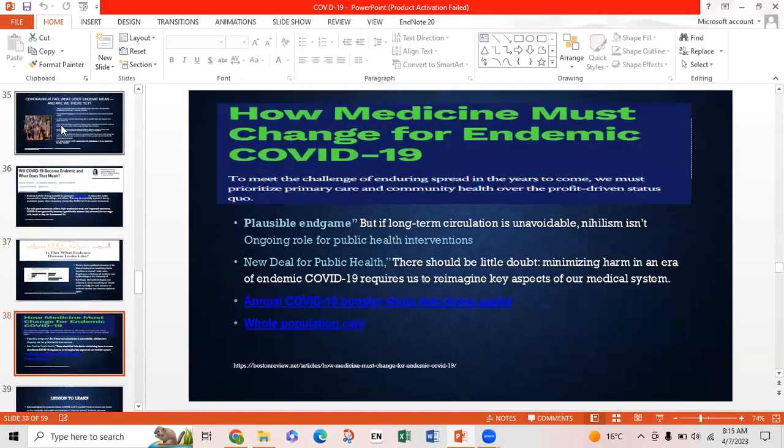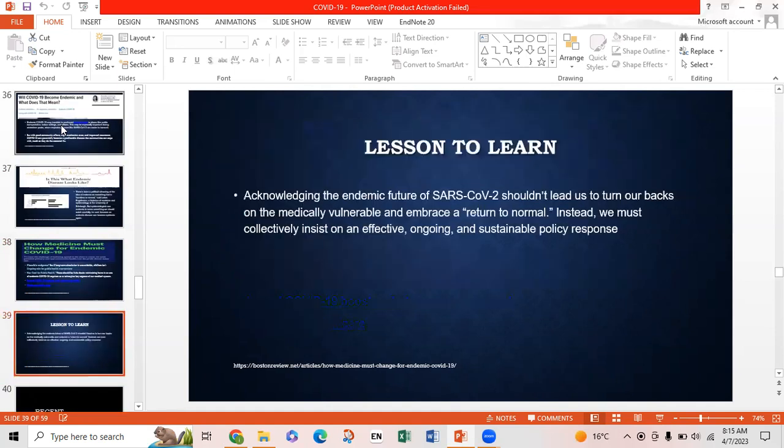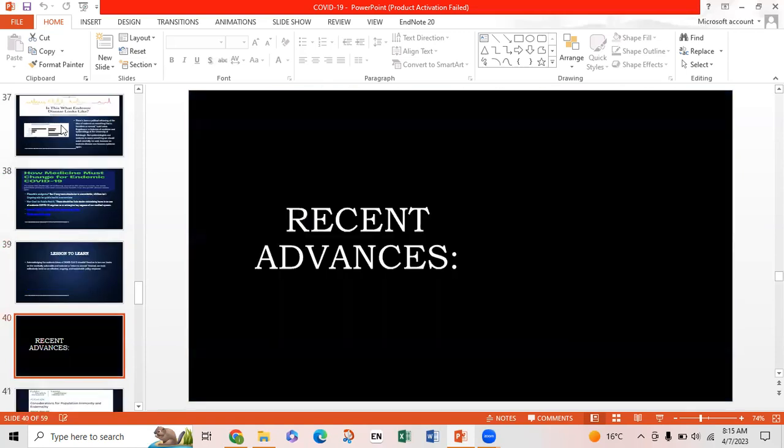This shows how medicine must change for endemic COVID-19. It is a plausible end game, but if long-term circulation is unavoidable, there is a role for public health interventions. Annual COVID-19 booster shots must be provided, and the whole population must take steps to avoid this from happening. Lessons for learning: our acknowledgement of the endemic feature of SARS-CoV-2 shouldn't lead us to turn our backs on the medically vulnerable and embrace a return to normal. Instead, we must collectively insist on an effective, ongoing, and sustainable policy response.